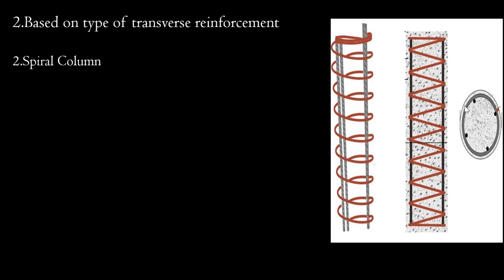You can see there is a small mistake here. You require at least 6 bars for a circular column. There should be 2 more bars here. I took this from the net, so there should be 2 more bars here. Okay, there should be a minimum of 6 bars for a circular column.